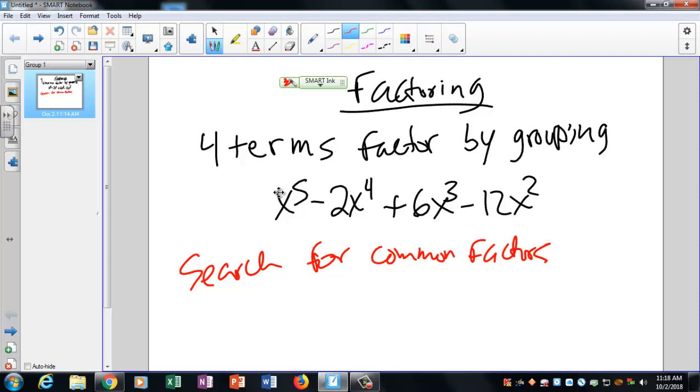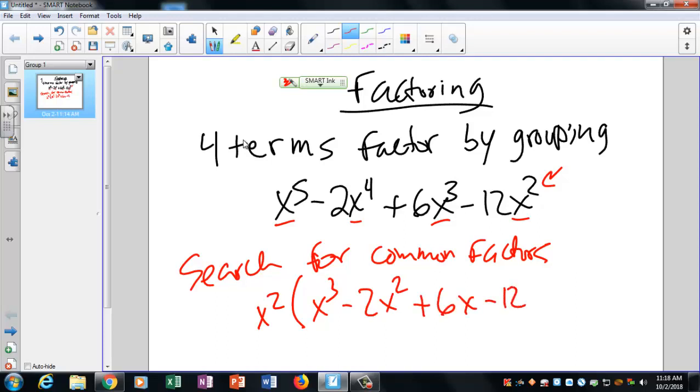When I say that, recognize that the common factor could be a number that's common to all 4 of them, or all 3 of them, or all 2 of them. Or it could be a letter, and in this case, it's a letter. X is common to all of these. So we're going to take out the smallest exponent. We're going to take out x squared, and what we're going to be left with is x cubed minus 2x squared plus 6x minus 12. Do we agree?